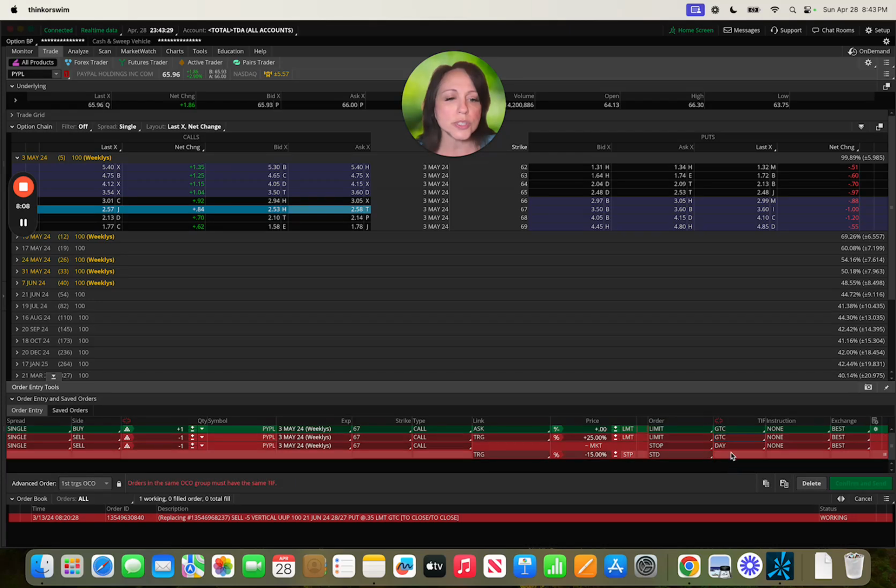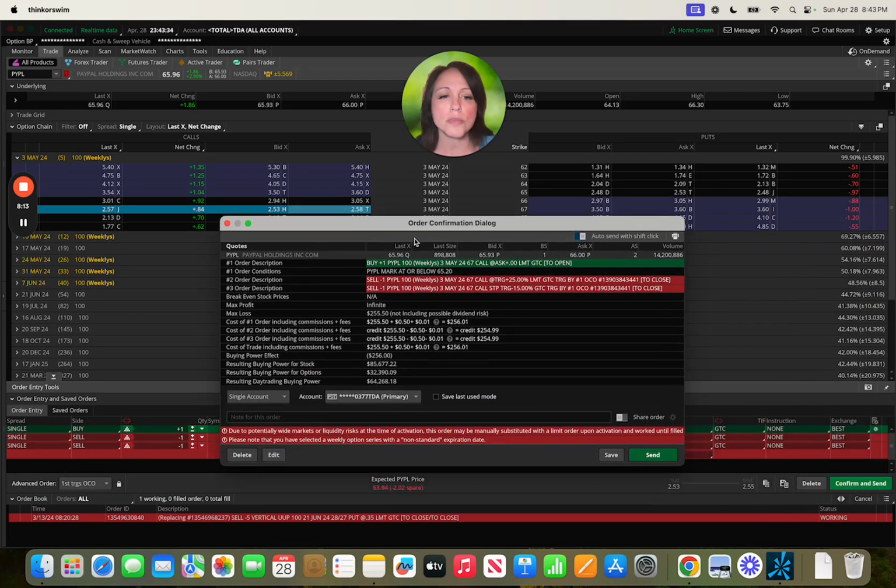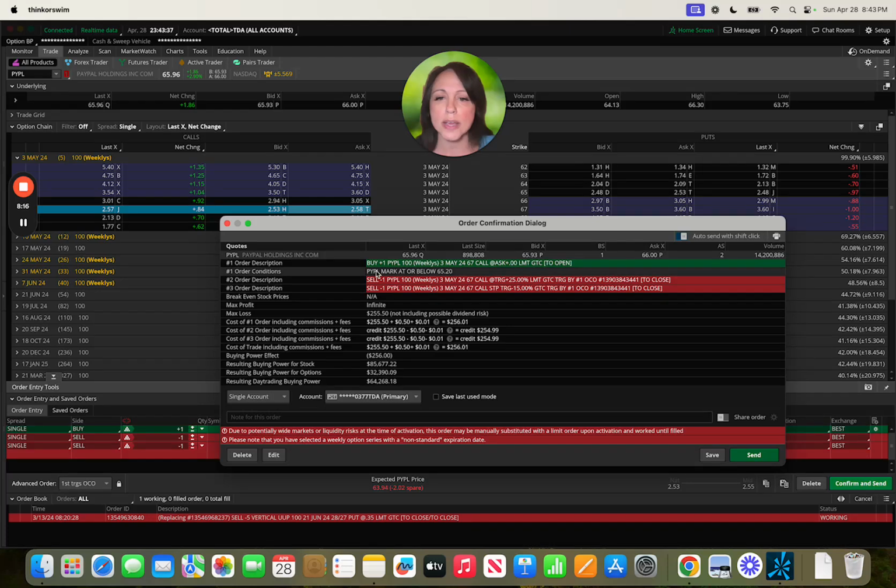Make sure you put these good till cancel and good till cancel. And then if we were to read it, we'd come over here and it would say buy a PayPal 67 call when we're at or below 65.20. And then I want you to sell that call when we trigger a 25% profit. And I want you to sell that call if the stop loss triggers at a negative 15%. You see the negative right there and the positive right there? That's it. You are now a thinkorswim programmer. This just took me a second.